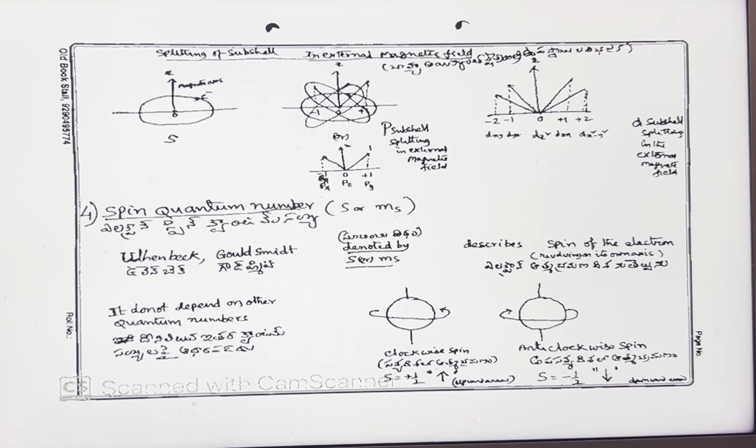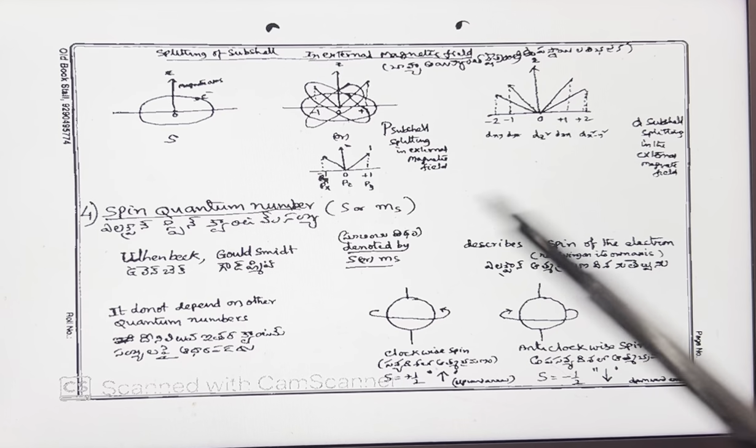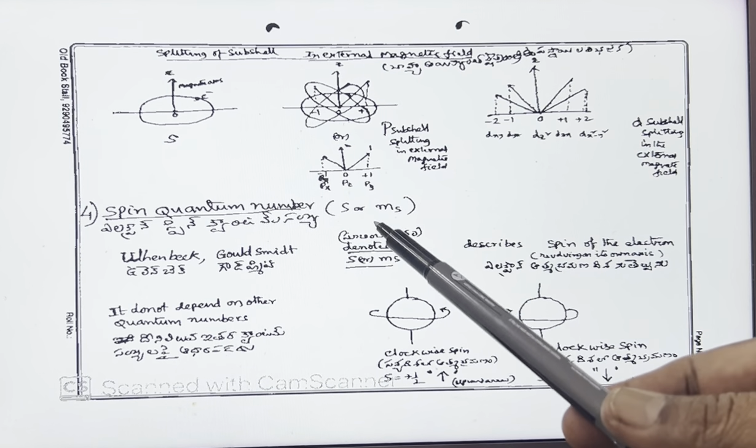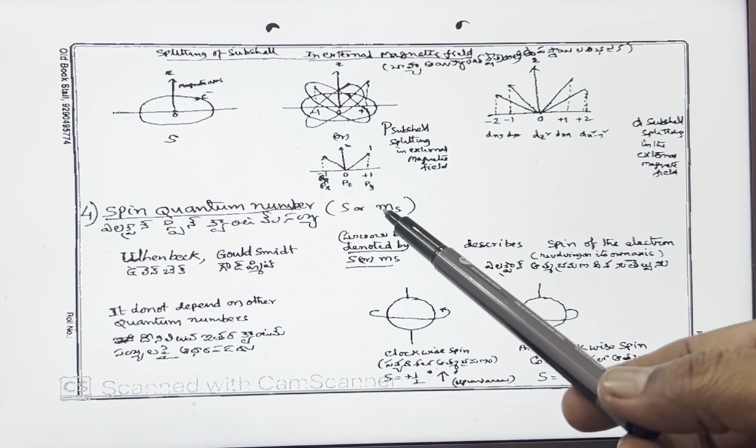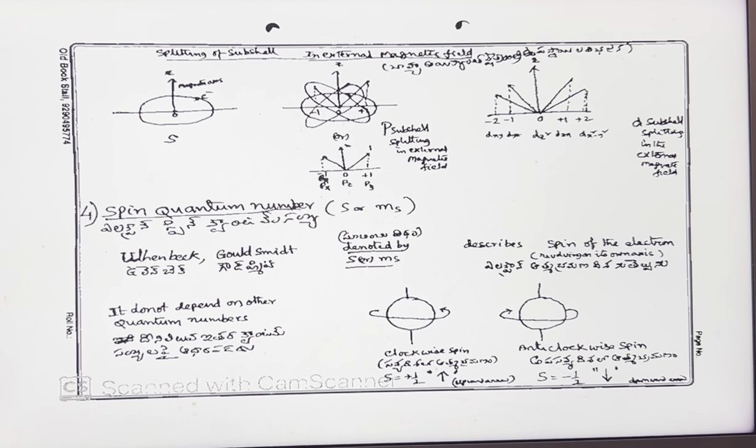Next one is the spin quantum number, or electron spin quantum number. It is denoted by S or ms. When an electron revolves on its own axis, that is called spin. Like the Earth revolves around the sun and at the same time on its own axis, the electron also has some spin. Similarly, when the electron revolves around the nucleus, in addition, it also revolves on its own axis. That is called the spin of the electron.